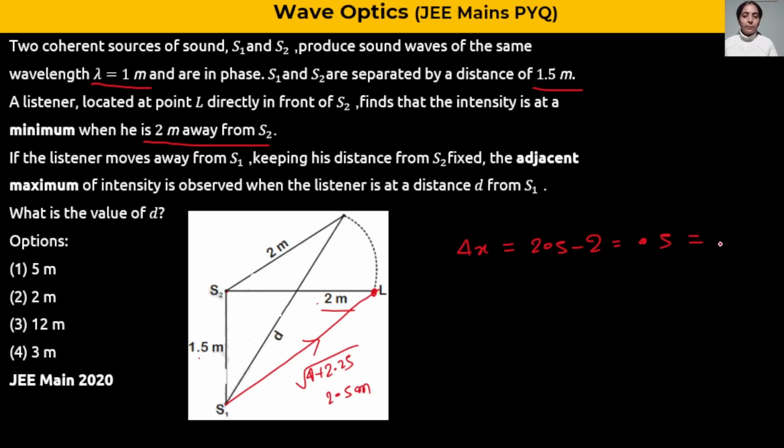Integral multiple of lambda by 2. Lambda by 2 or 3 lambda by 2 or 5 lambda by 2, sort of that thing. So you can say (2n plus 1) lambda by 2. Okay, so this is this thing. If the listener moves away from S1, keeping his distance from S2 fixed, the adjacent maximum of intensity is observed when the listener is at a distance d from S1. So when it is at a distance d somewhere here, the listener observes adjacent maximum.